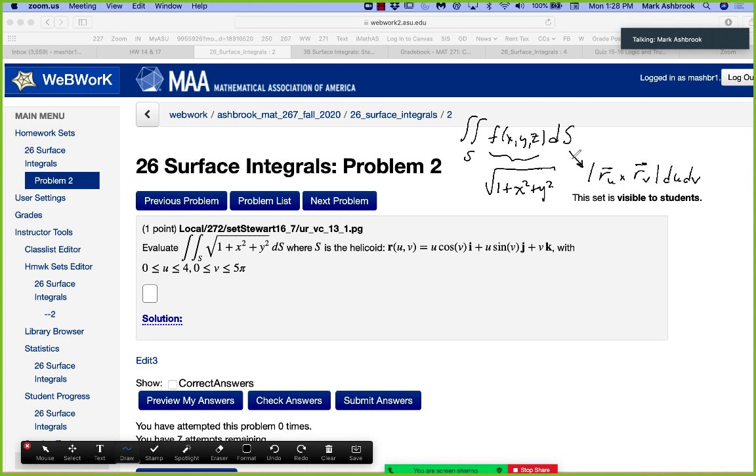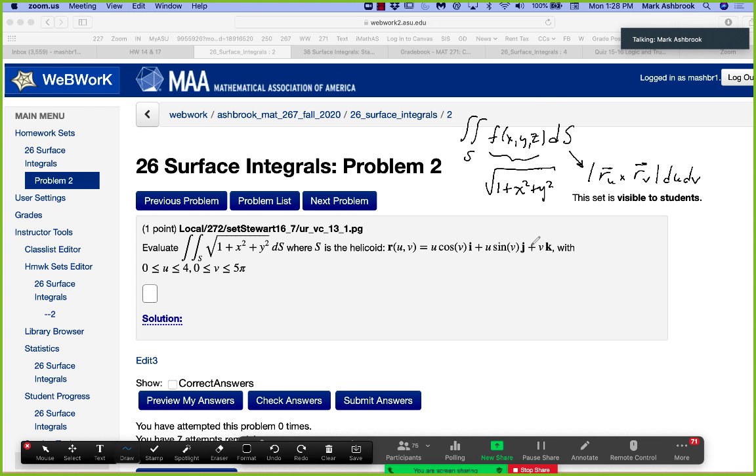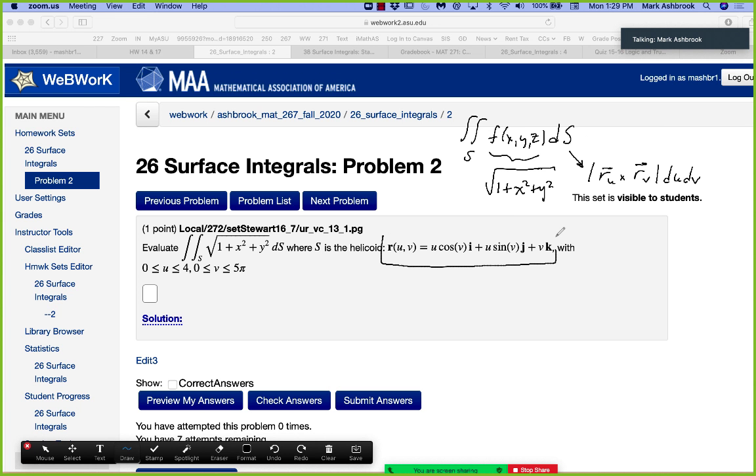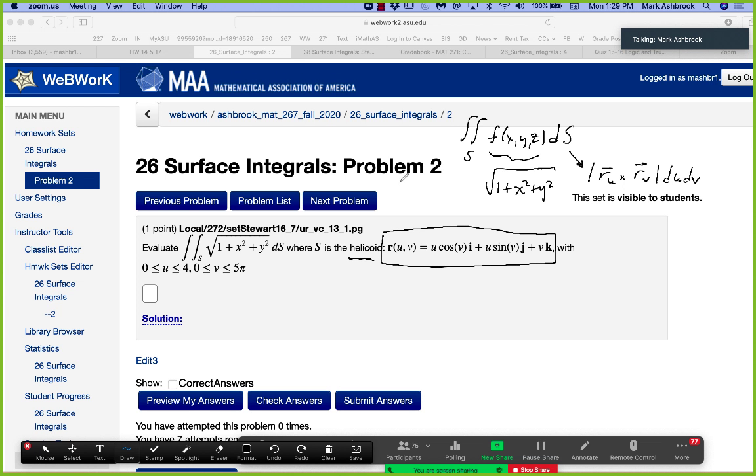Okay, and so to do a surface integral, we have to rewrite the whole function in terms of u and v. So we're going to find everything in terms of u and v, and that includes this function here. So here they're giving us the parameterization. That's very nice. And a helicoid is like a spiral ramp. It's kind of like an auger, if you know what an auger is.